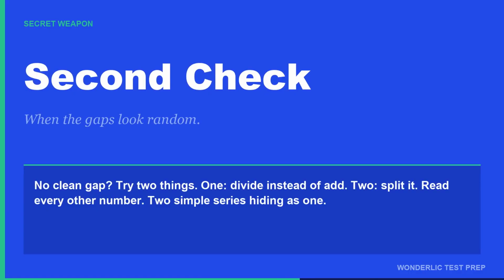One more weapon for when the gaps look like nonsense. Try 2 things. First, divide instead of add. Second, split the row in half and read every other number. A lot of impossible looking series are just 2 simple series taking turns.